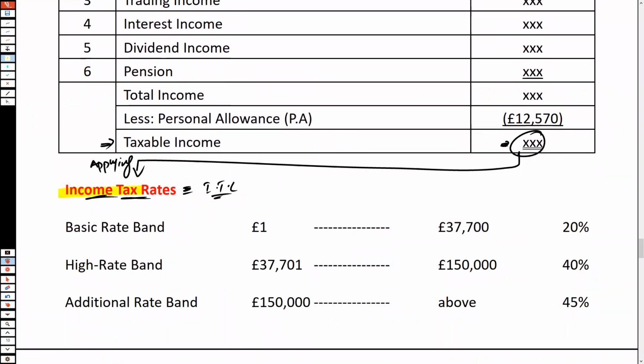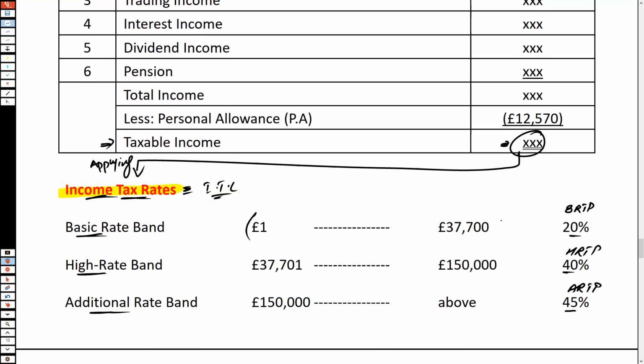And in the UK, if we talk about income tax rates, three rates are there: 20%, 40%, 45%. 20% is the basic rate, 40% is the higher rate, 45% is the additional rate. If a person is paying tax at 20%, the status of the person will be basic rate taxpayer. If you are paying tax in the UK at 40%, your status will be higher rate taxpayer. If a person is paying tax at 45%, the status of the person will be additional rate taxpayer.